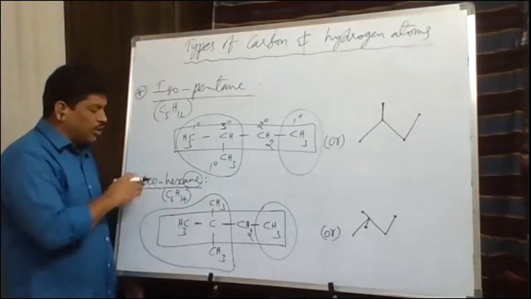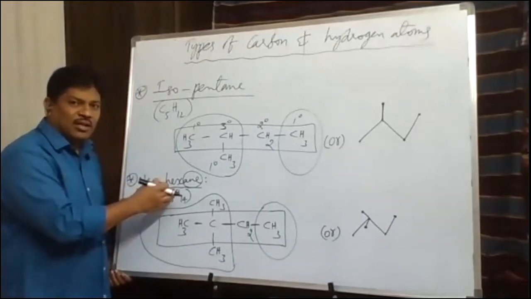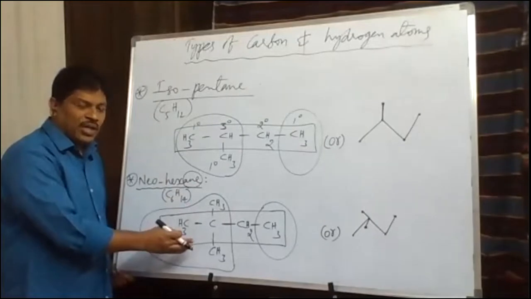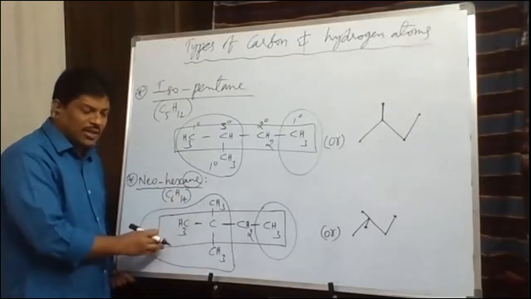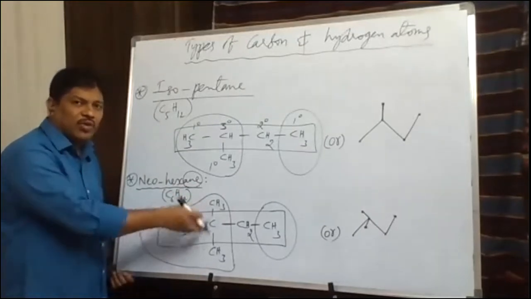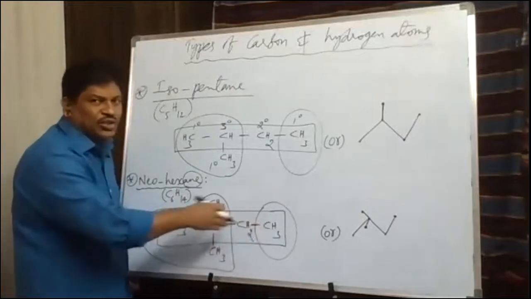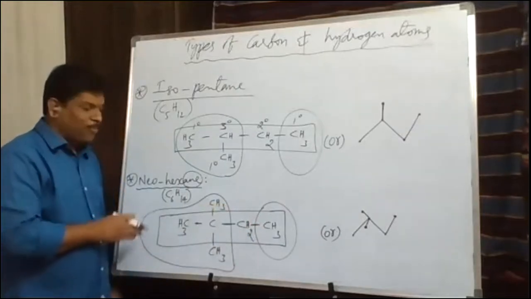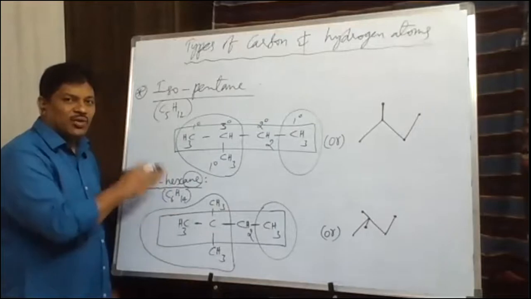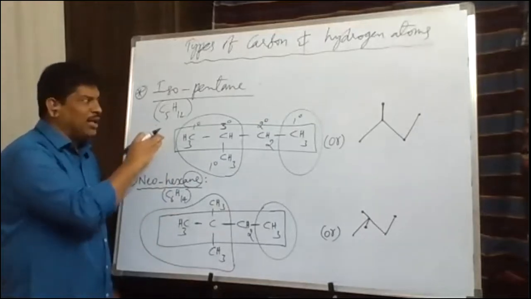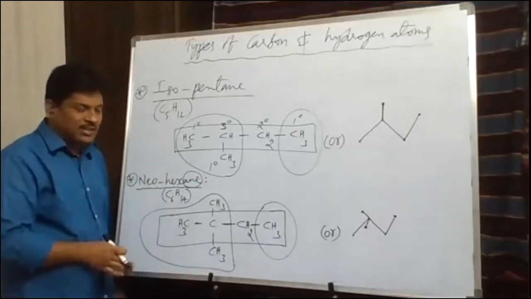We use the word neohexane. Why? In the hexane structure, at one end there is a tertiary butyl group and at the other end CH3 is present. So this is called neohexane. So isohexane, isopentane and neohexane, we have taken as examples here.